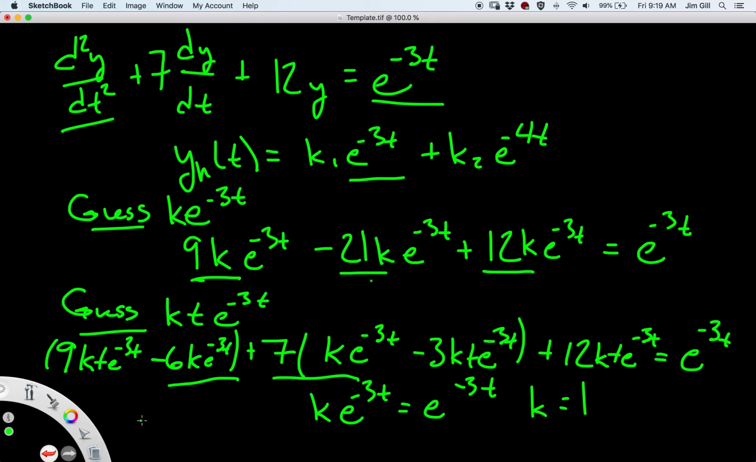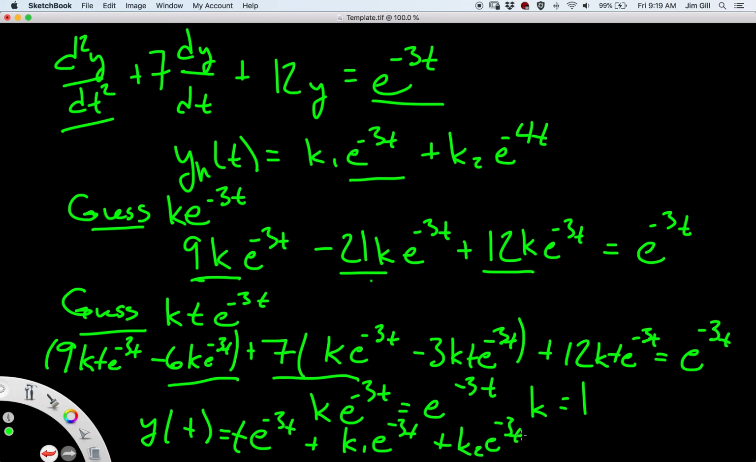So the general solution for this equation, hopefully I've got room here, is t e to the minus 3t plus the homogeneous solution, k1 e to the minus 3t plus k2 e to the minus 4t. And then depending on if you're given initial conditions, I did not write any here for this problem, but if you're given initial conditions, now you can use those to figure out what k1 is and what k2 is. So that's how you solve these forced harmonic oscillators in either instance, whether it's driven by an eigenvalue solution or not.